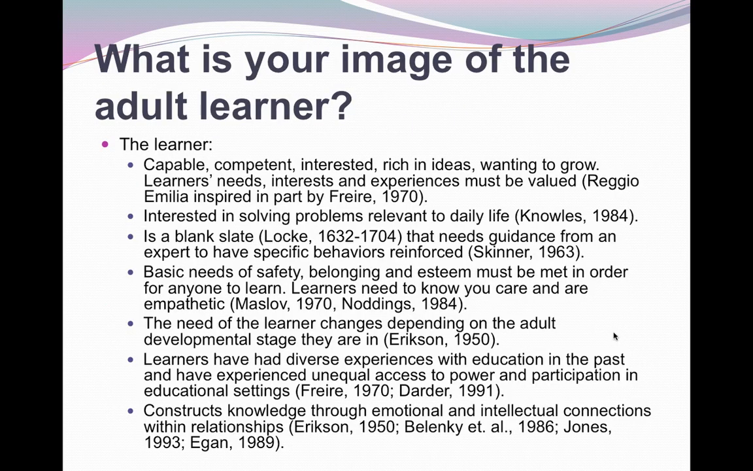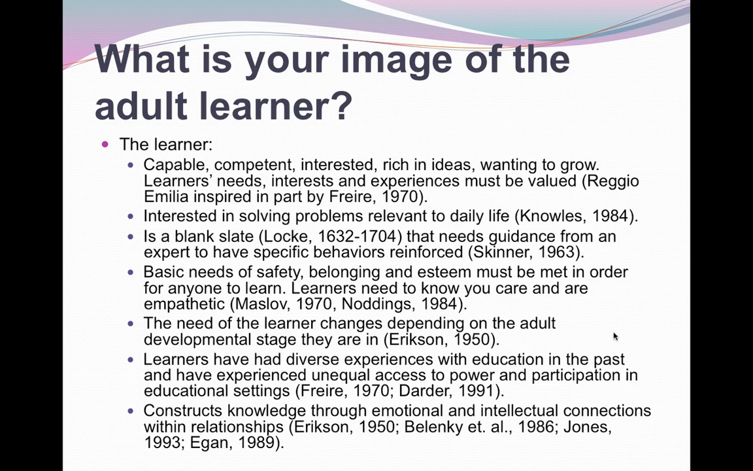All right, getting towards the end here. What's your image of the adult learner? So there are several things here with the adult learner, and do you see yourself in some of these? So, you know, I'm not going to read through all of them, but what's your image of the adult learner? So where do you see the adult? And you can see we've got Reggio, we've got Knowles, we've got Locke, we've got Skinner, we've got Erickson. So we've got lots of different theorists here. And the other one's supposed to be Maslow, which I can tell is a typo there.